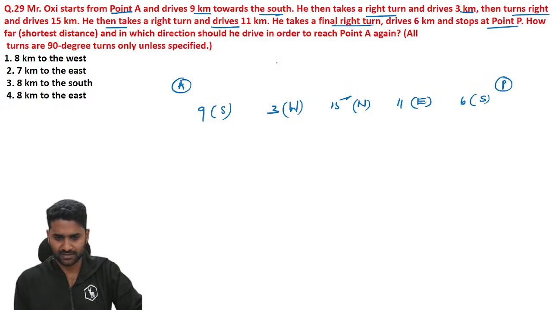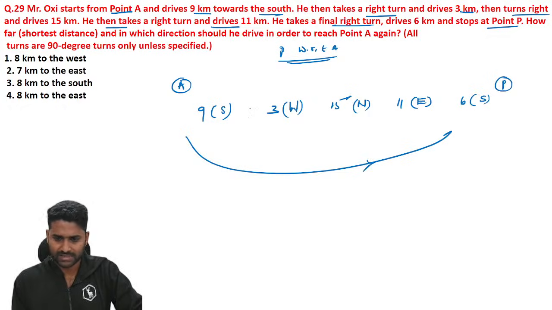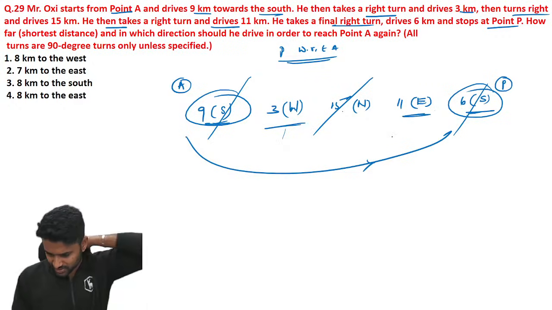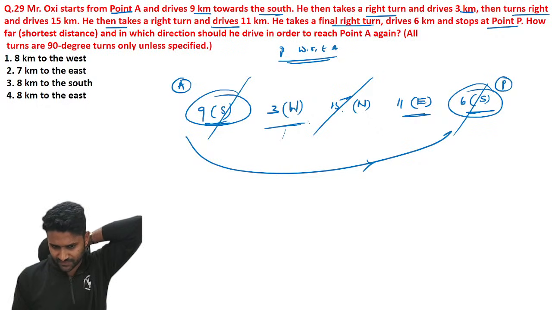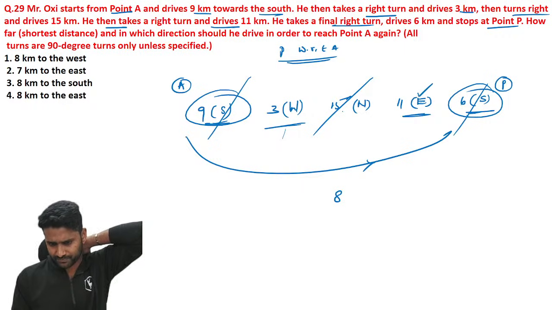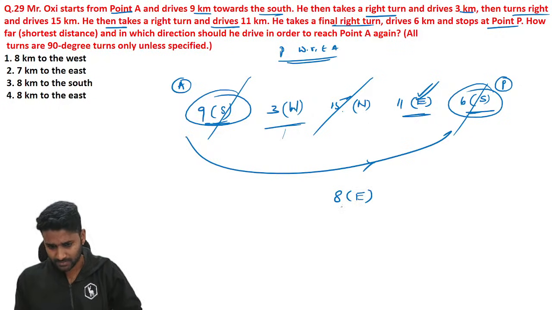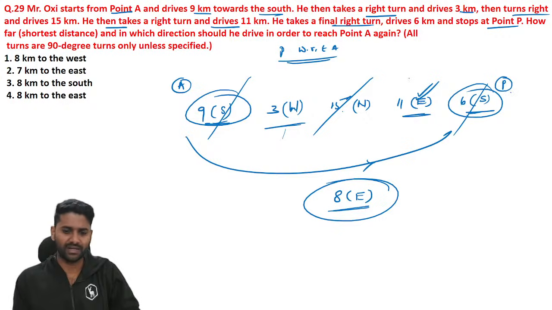First we will identify in which direction P is with respect to A. South, south. Same direction is always addition. So 9 plus 6 is 15. Again north 15, so all these values are cancelled. Finally, west and east are opposite to each other. For opposite directions, find the difference. Difference between 11 and 3 is 8. And in the direction of the higher value is the difference. So this is in which direction the final point is with respect to A.